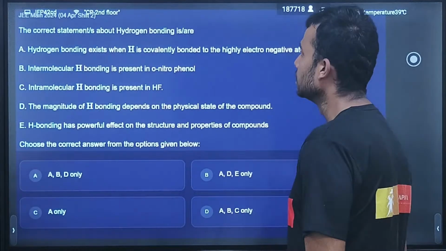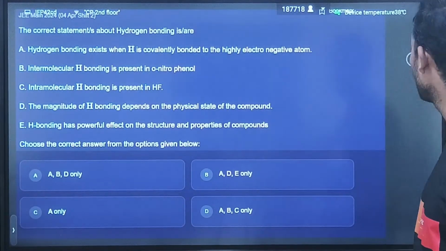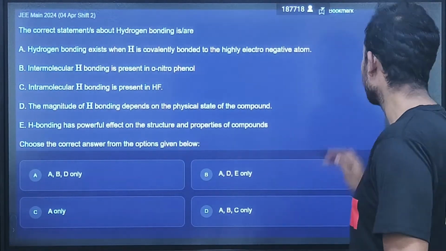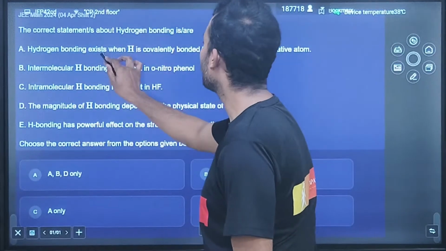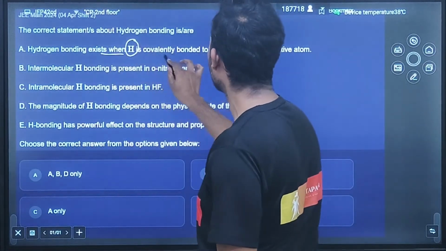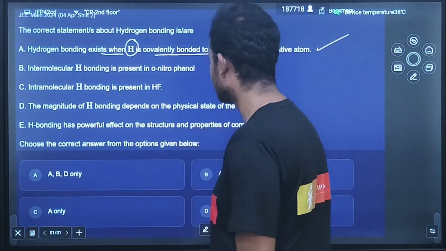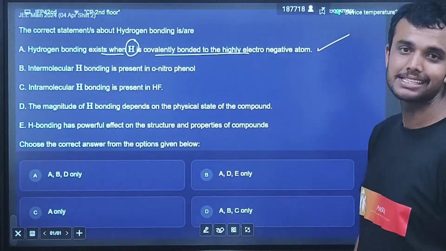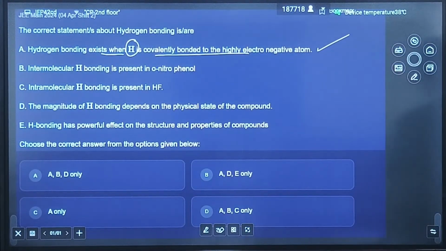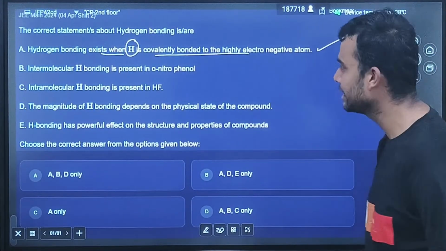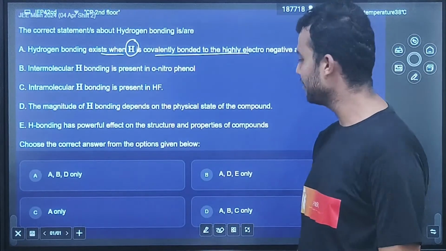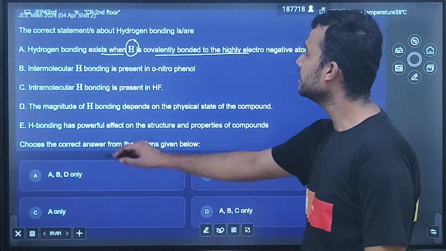Next question. The correct statement about hydrogen bonding. Okay, let's discuss the correct statement. We need to choose that. Hydrogen bonding exists when hydrogen is covalently bonded to a highly electronegative atom. A is correct. Every option A is there. Just imagine how the NDA people are doing. Hydrogen everywhere. Option A is correct. Then B.